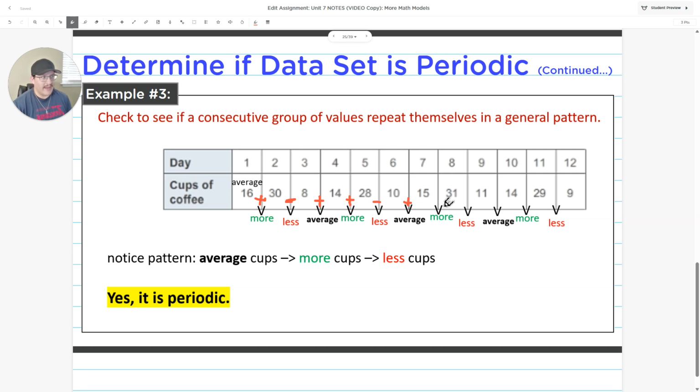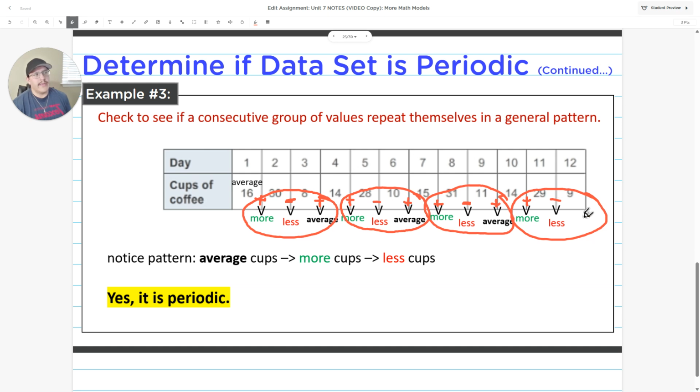It goes back to average. 15 goes up to more. And then 31, there's less. 31 to 11, there's less. 11 to 14, more, less. So I start to notice every 3, there's a plus minus plus pattern. And then this pattern will continue on and on.